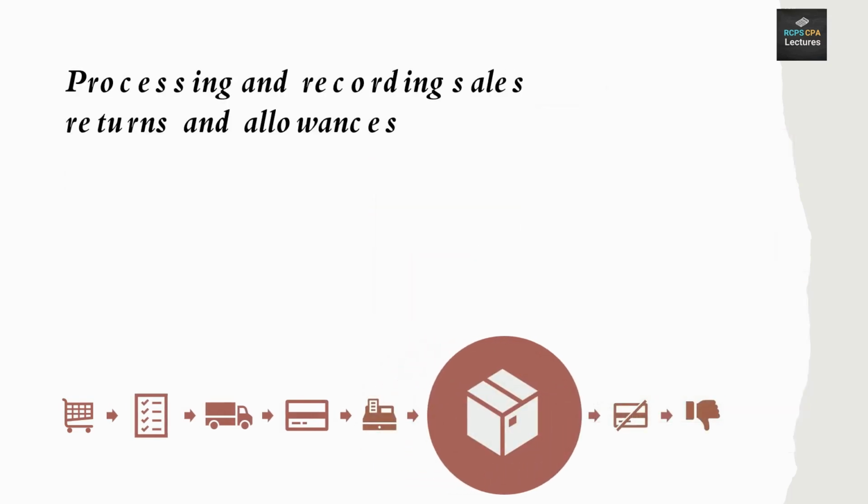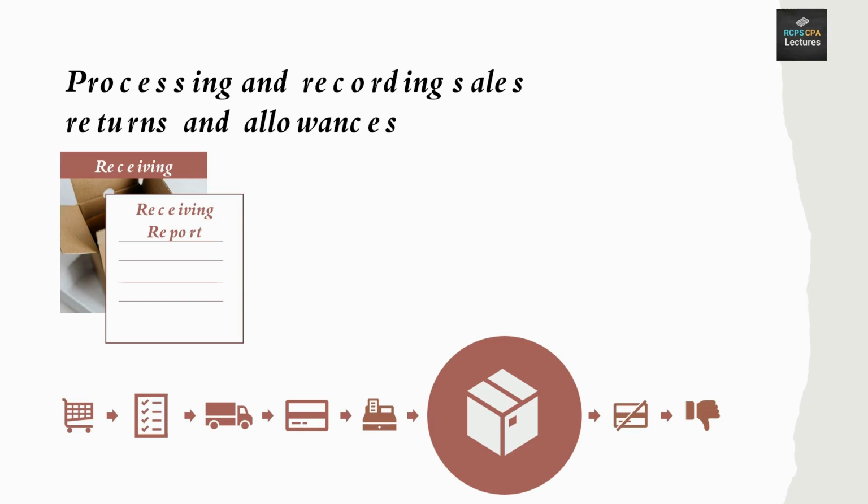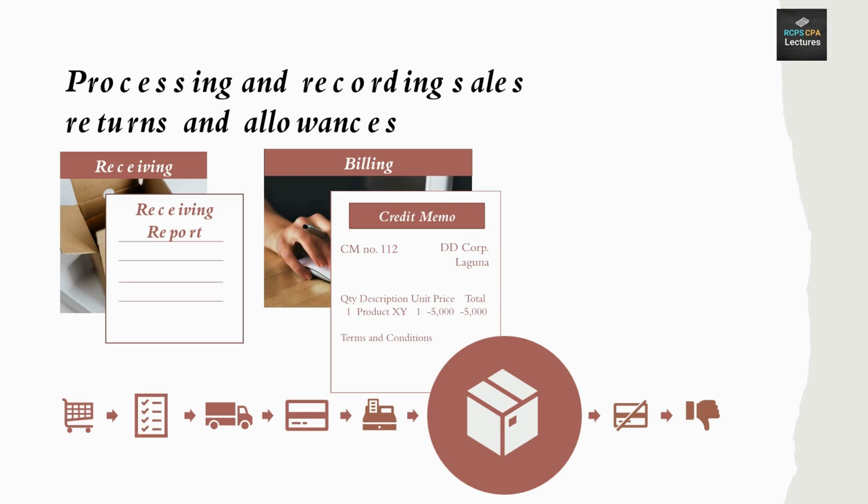The next business function is processing and recording sales returns and allowances. When the company sold a defective item or the customer is dissatisfied with the quality of the goods, the company often accepts the return of the goods or grants the customer a reduction in the charges. Upon receipt of the goods, which is the responsibility of the receiving department, they prepare a receiving report for the returned items and return them to the warehouse. Meanwhile, the billing department will issue a credit memo or a credit note to the customer.